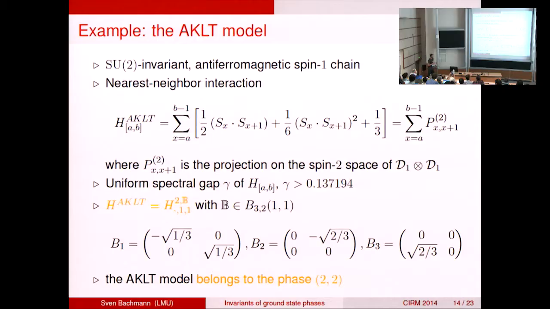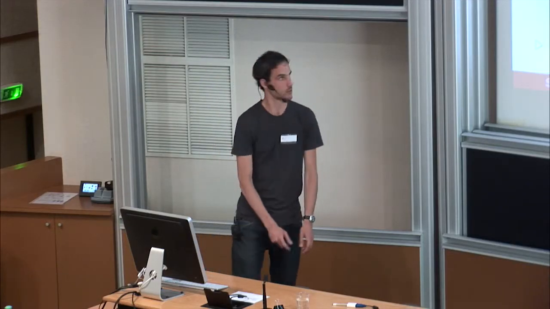Okay, so I just wanted to mention that although these systems may look a little artificial, there's at least one which is halfway realistic, which fits into this classification. It's the AKLT model of Affleck, Kennedy, Lieb, and Tasaki, introduced in the 80s. So it's an SU(2) invariant antiferromagnetic spin 1 chain. So it has a spectral gap, in fact. In that case, you can even give a numerical value for this spectral gap.